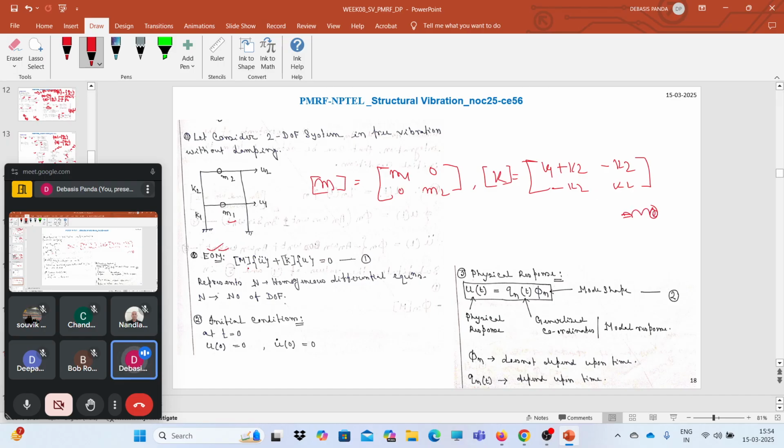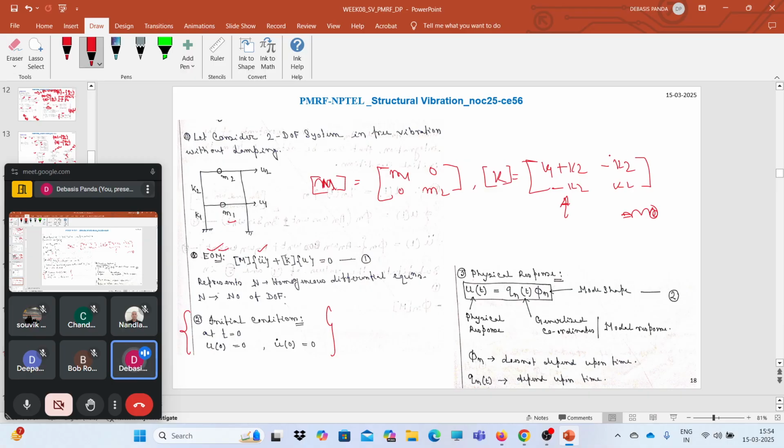So the equation of motion will look like M, the mass matrix which we have already formulated, times u double dot, plus K, the coupled stiffness matrix, times u, equals 0. It's nothing but an nth order homogeneous differential equation if we have an n degree of freedom system. So it's a free vibration case, and obviously we will have some initial condition with which we are generating the motion.